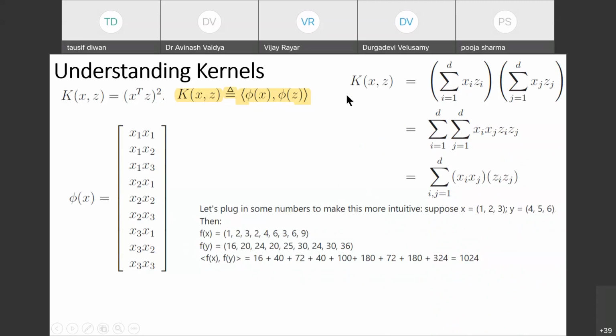K of x, z. This is exactly the same. Here also K of x, z is there. Now this K of x, z is nothing but x transpose multiplied by z. x is one sample, z is one sample. Three attributes are there. So in sample x, three attributes are there: x1, x2, x3. Just assume that x is equal to 1, 2, and 3. Okay, meaning the value of x1 is 1, the value of x2 is 2, the value of x3 is 3.